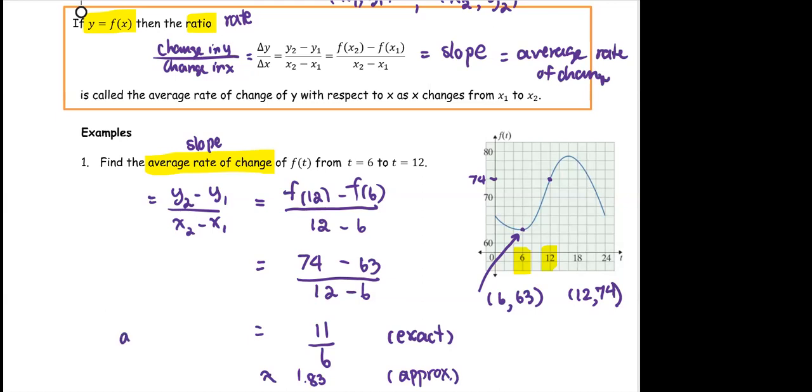That's the answer. So the average rate of change from t equals 6 to t equals 12 is 11 over 6, or about 1.83. Or in the graphical way, you draw the line passing through these two points, and the slope of this line is 11 over 6, or the rising rate from one point to another point is 11 over 6.